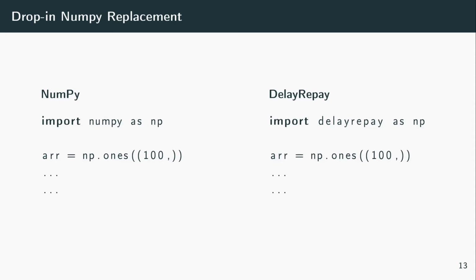Here's an existing NumPy program. It's a very simple one. And here's the equivalent DelayRepay program on the right here. The only change is the import NumPy on the left is now import DelayRepay. That's the only change we require to use our system.